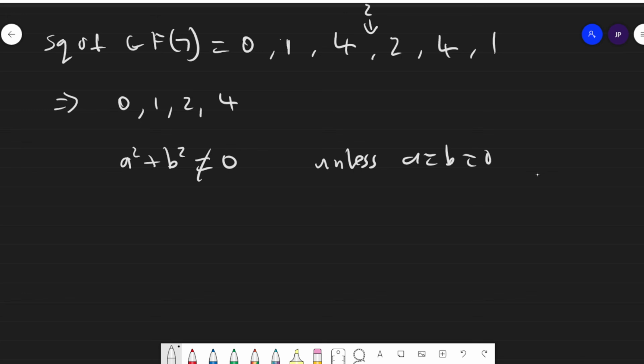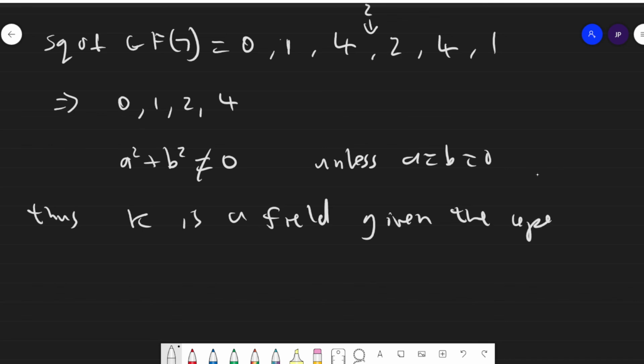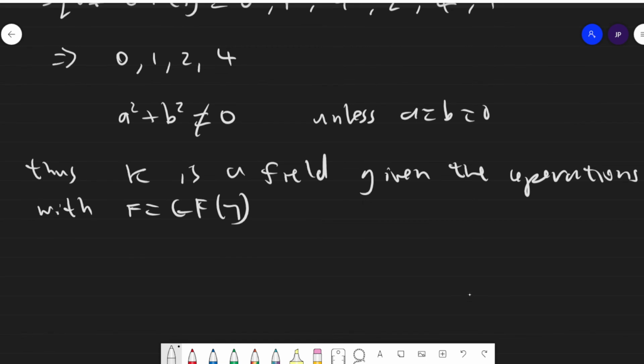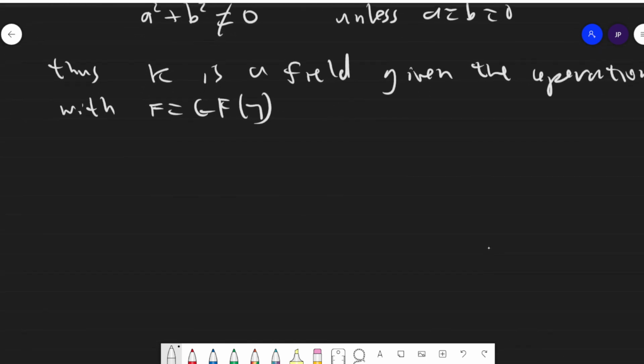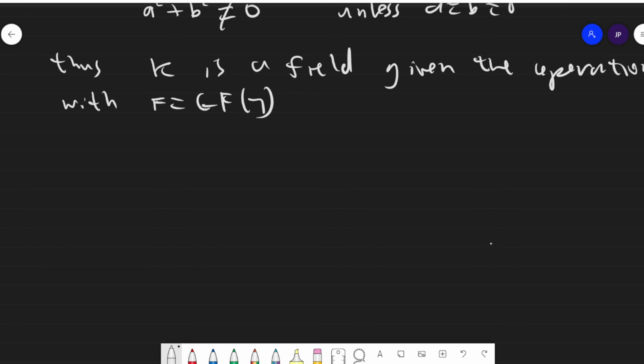So that means we can say thus, K is a field given the operations, with F equals Galois field 7. So it works. We've shown that all the conditions hold, and even the inverse condition holds, because we have only trivial solutions for our inverse operation. All other elements that we compose will have inverses. So it works, it's not undefined.